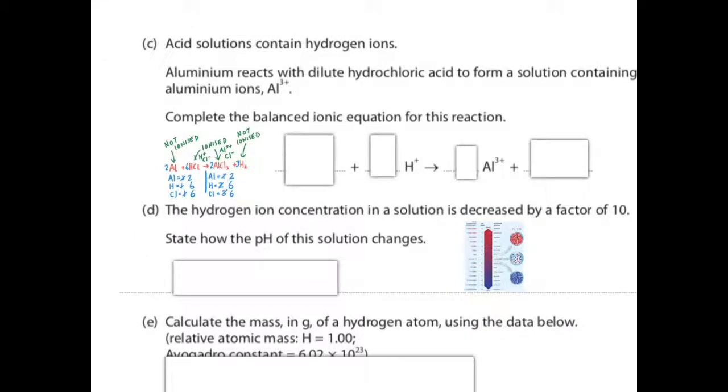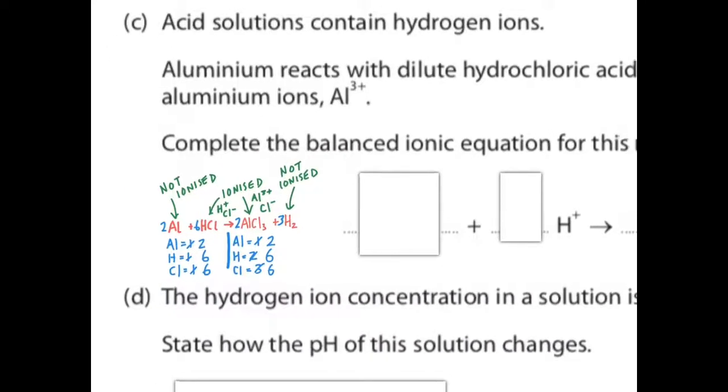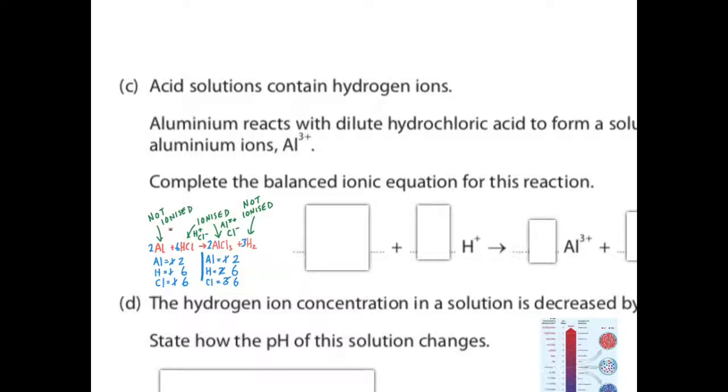So start off somewhere fairly easy. We know that we've got aluminium reacting with dilute hydrochloric acid to form a solution containing aluminium ions. So you could just do a simple balanced equation of that. We've got aluminium reacting with hydrochloric acid to produce aluminium chloride and hydrogen, because when a metal reacts with hydrochloric acid, it will produce a metal salt and hydrogen.